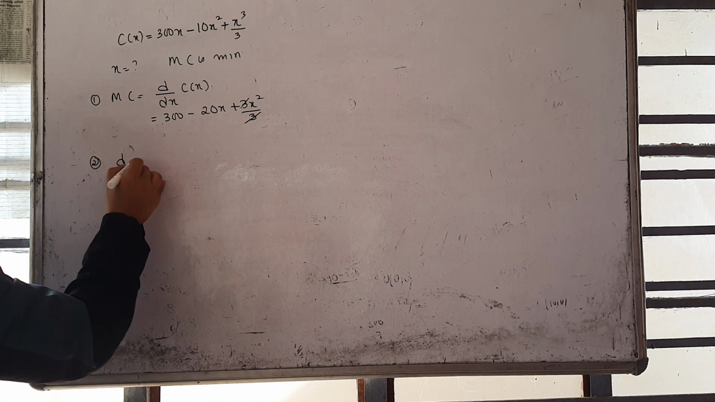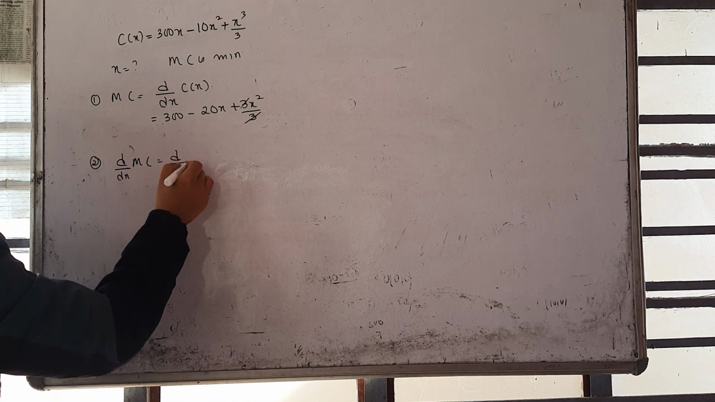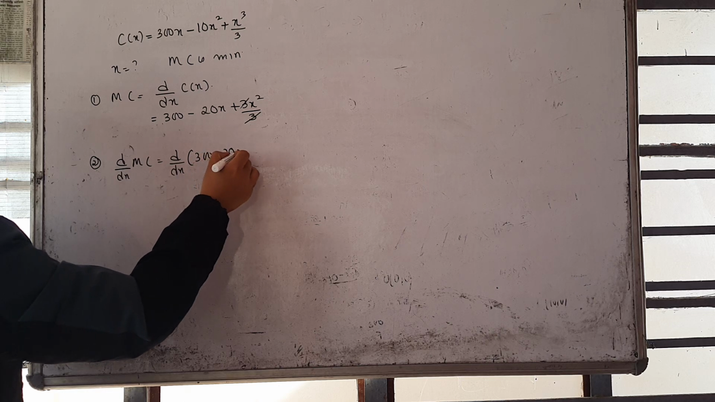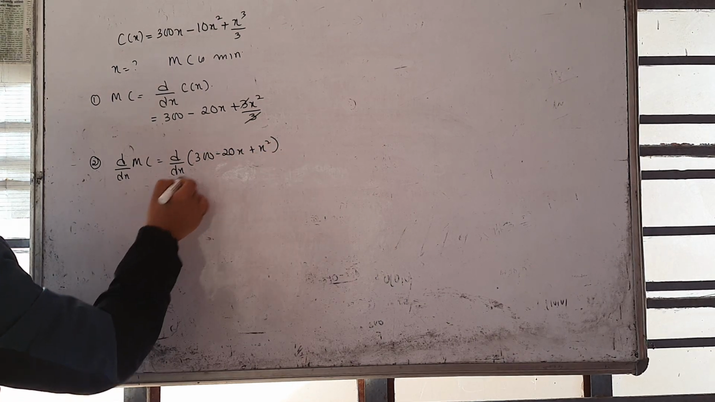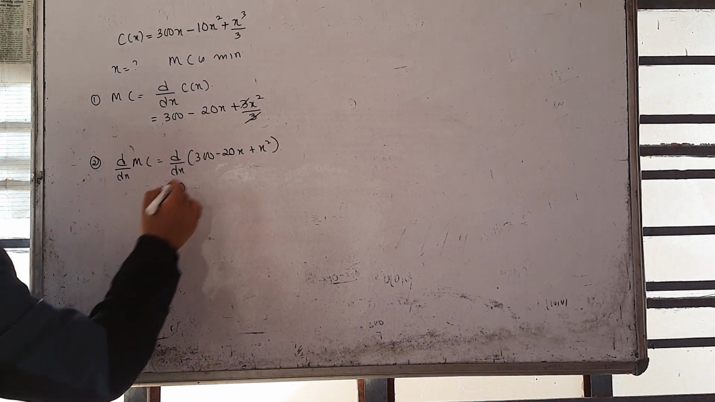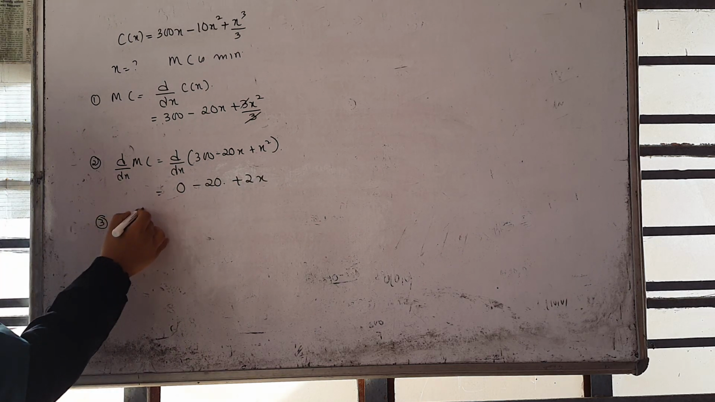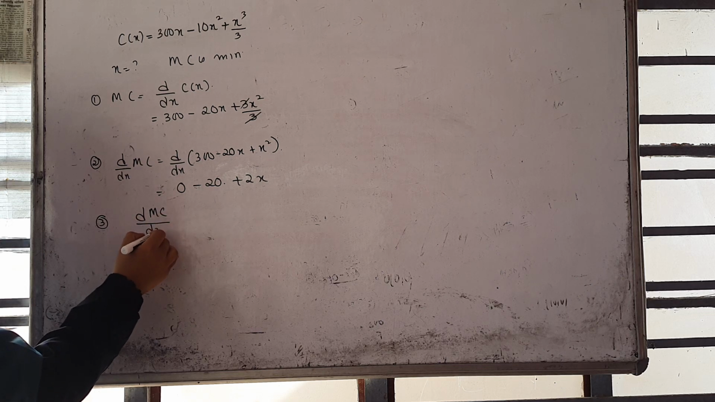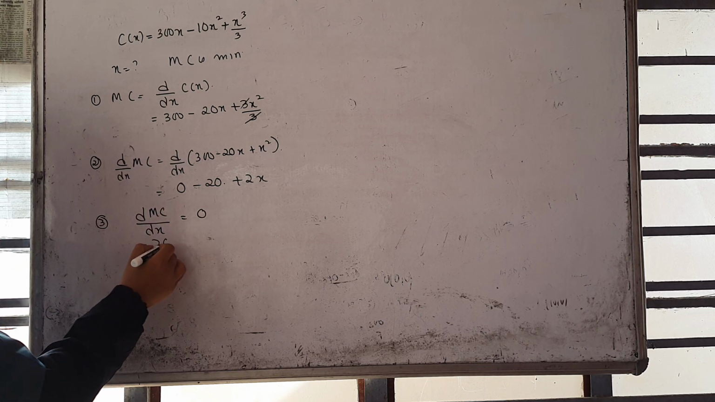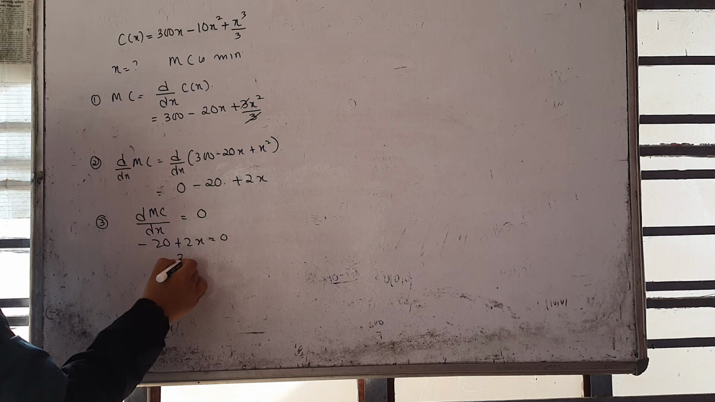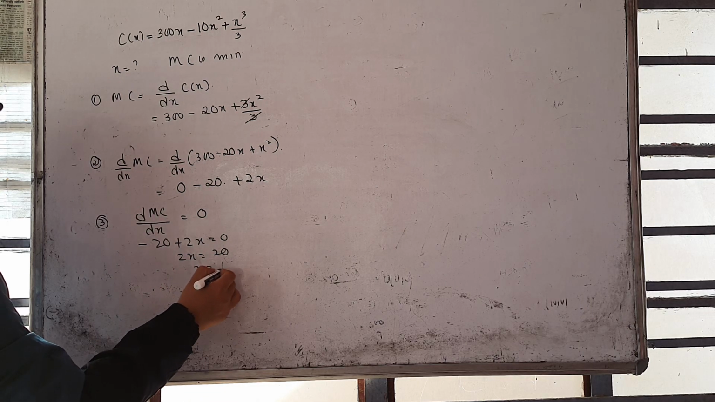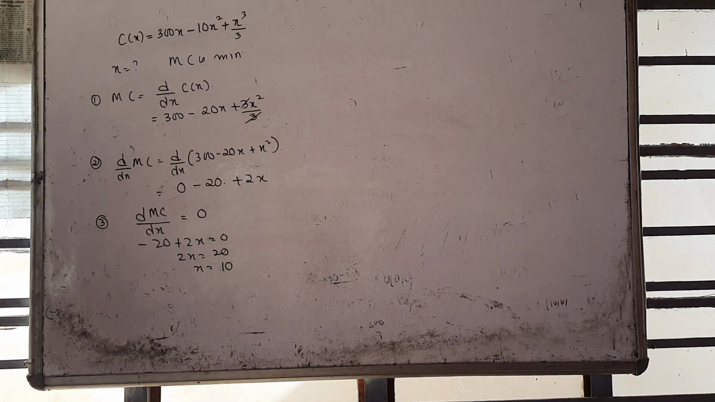Differentiate MC. So when you differentiate this, 300 minus 20x plus x square, could you please tell me what you get? Differentiation of 300 is what? 0. Very good. Minus 20 plus 2x. What is step number 3, everyone? d by dx of MC is equal to 0. So minus 20 plus 2x is equal to 0. 2x equal to 20. So x equal to 10. So you got x to be how much? 10. Now I have to check whether when the value of x is 10, the marginal cost is going to be maximum or minimum.